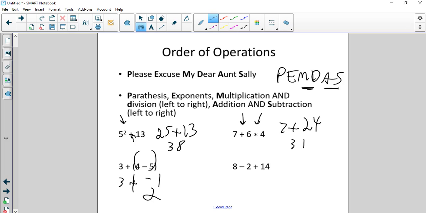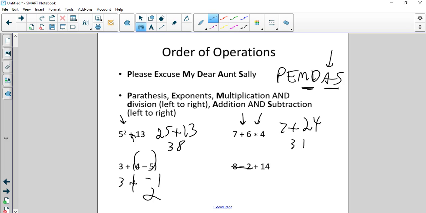Now, here's where you've got to be careful. We see the A first before the S and go, oh, we should do 14 plus 2 and get 16 and 8 minus 16, but that would be wrong, because we're not subtracting 16. We're just subtracting the 2 right there.